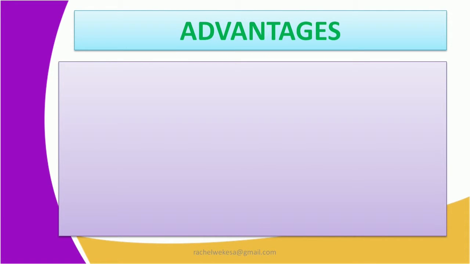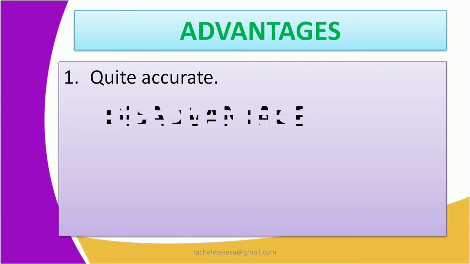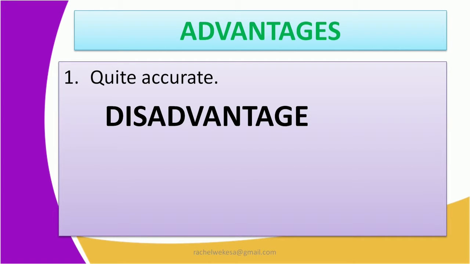Moving on to the advantages of a mercury barometer. When we looked at that image, you saw that this mercury barometer is light and it gives accurate measurement. So one of the advantages is that it is light and it gives accurate measurement.